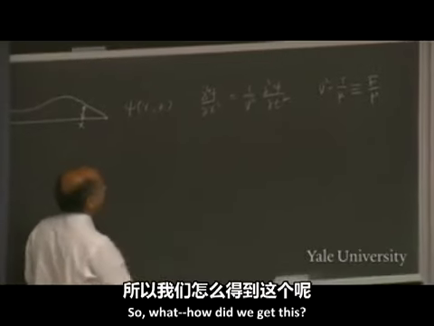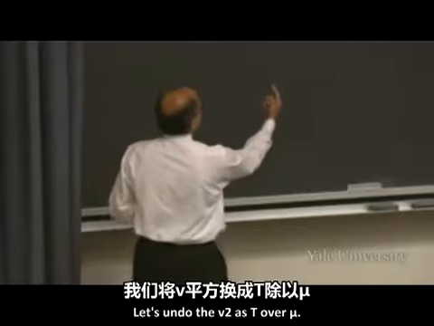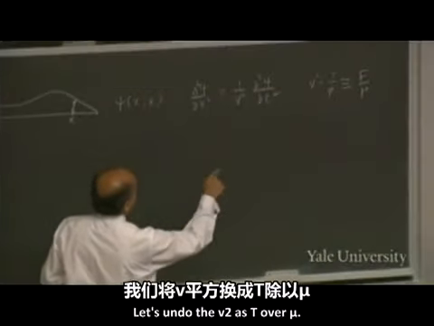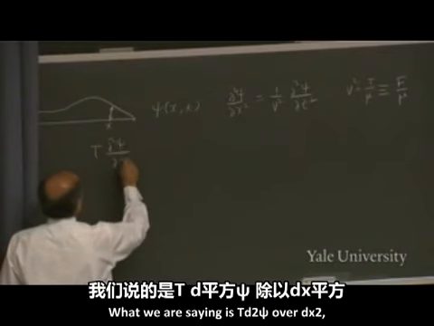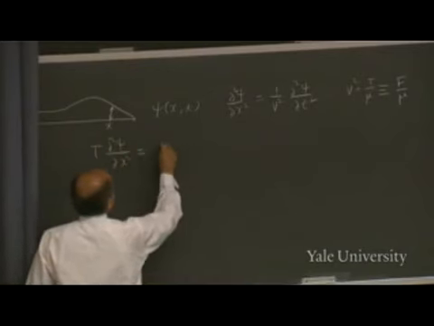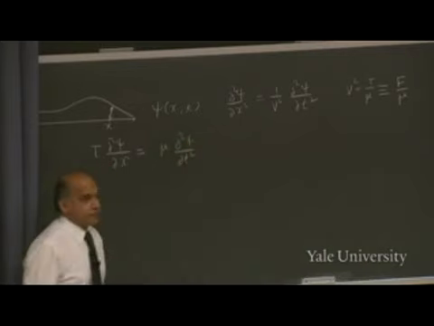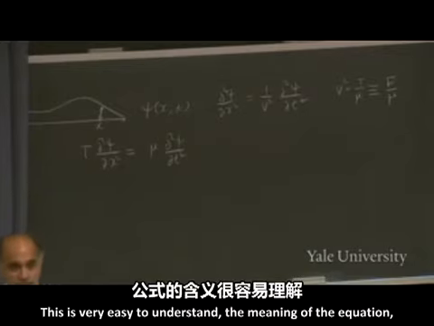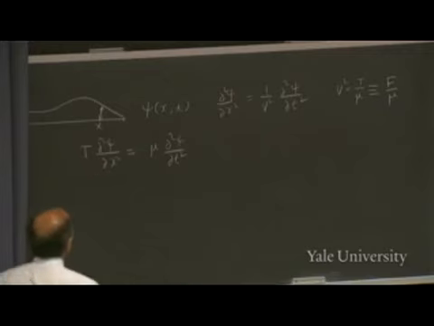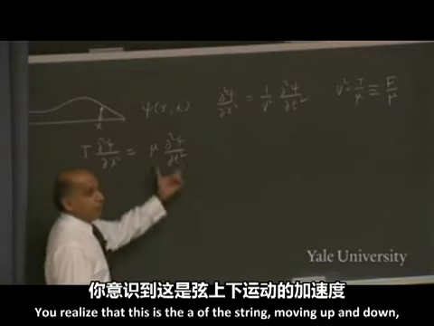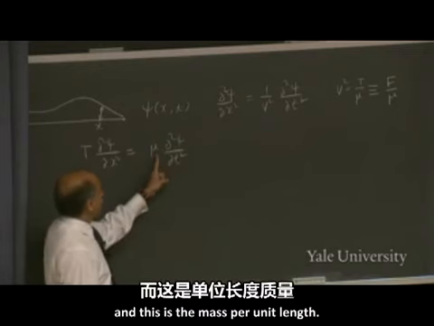So how did we get this? Let me remind you how I got this. Let's undo the v squared as T over mu. What we are saying is T d squared psi over dx squared is equal to mu d squared psi over dt squared. This is very easy to understand. The meaning of this equation, I claim, is just F equals ma. You realize that this is the a of the string moving up and down. This is the acceleration. And this is the mass per unit length.